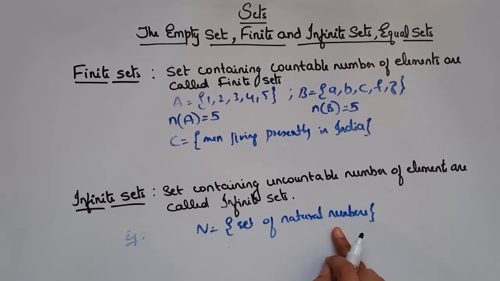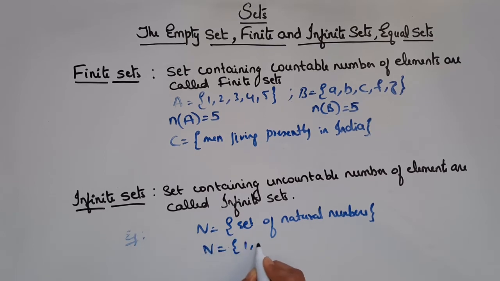So here we know it's an infinite number. We cannot count how many natural numbers there are, right? So if you write it in tabular form, how do you write? 1, 2, 3, 4 and so on. Which means it's an infinite set. We don't know how many numbers there are. It's infinite, uncountable. So therefore this set is an infinite set.